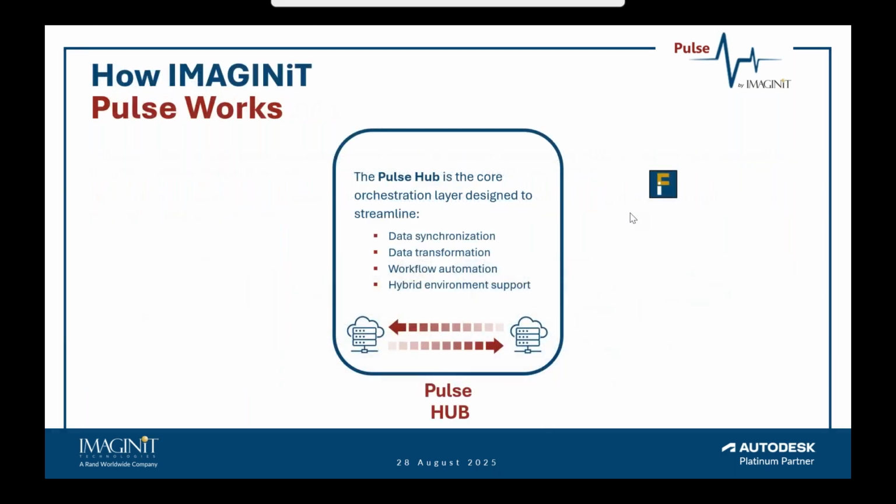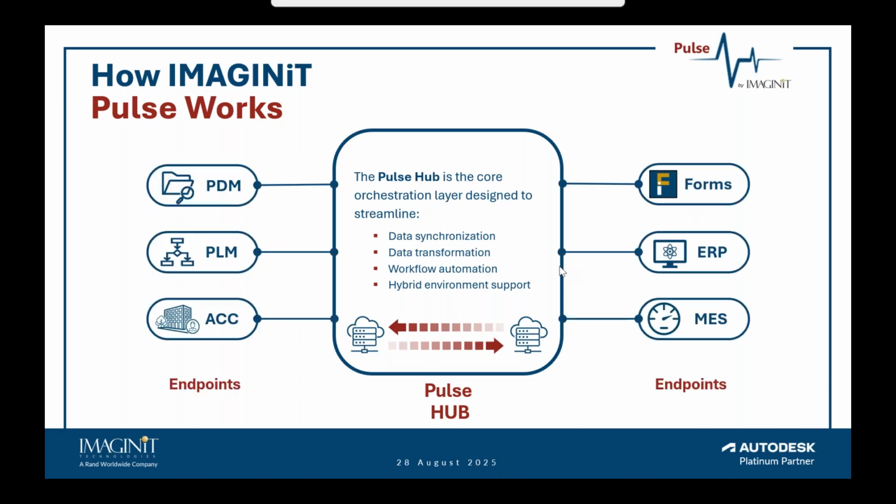How IMAGINiT Pulse works is, at the center, we have the Pulse Hub, which is the core orchestration layer to synchronize data, transform it so it can be used in multiple systems, automate workflows, and support hybrid environments.